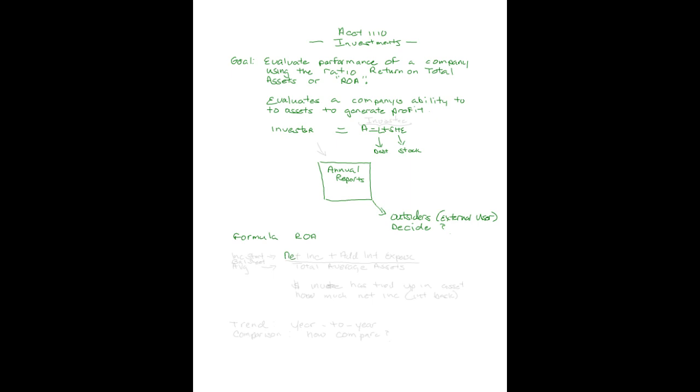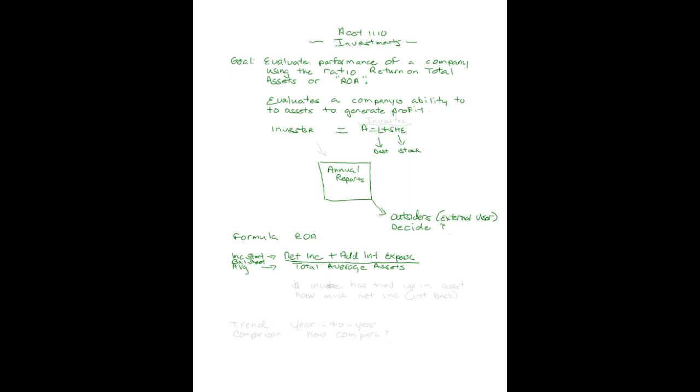The formula is to take net income plus add back any interest expense and divide that by total average assets of the company you're evaluating. Remember, anytime you use an income statement number in the numerator, you generally average the balance sheet number, because the income statement's a period of time and the balance sheet's a point in time, so we average it.